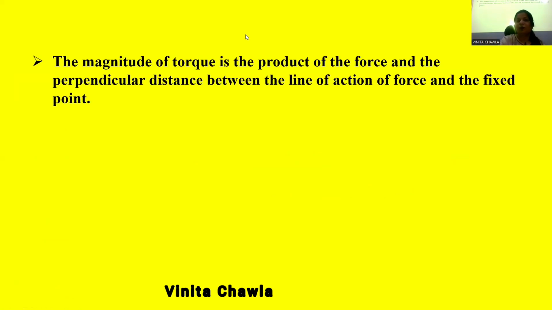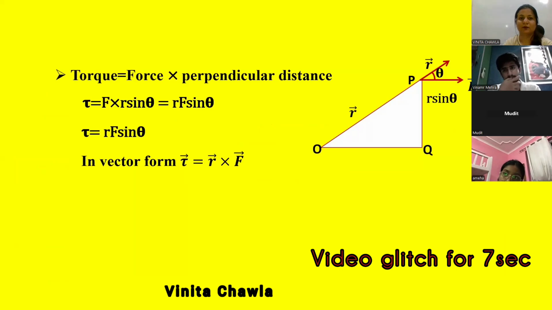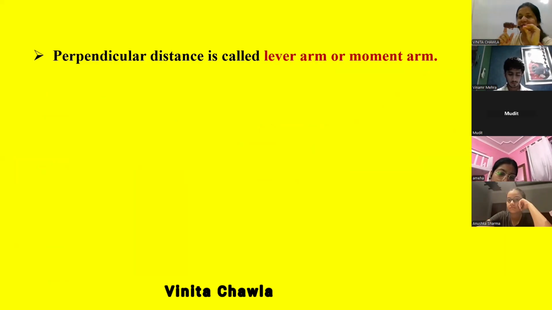So the magnitude of torque is the product of the force and the perpendicular distance between the line of action of force and the fixed point. Perpendicular distance is called lever arm or moment arm. It is also called lever arm or moment arm. Okay.